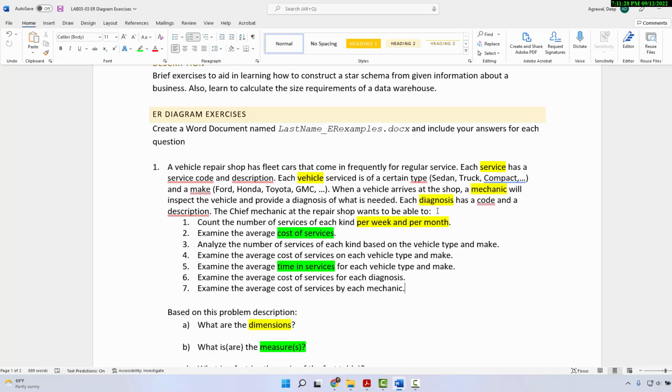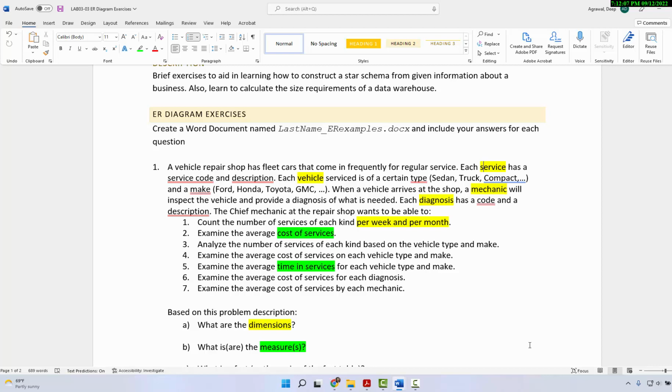So based on this statement, it looks like the level of analysis or the level of detail is each service. So we start recording data as soon as there is a vehicle coming for service. So our level of analysis is service. And for each service, how is it defined? It is defined in terms of one vehicle, which mechanic is looking at it, what is the diagnosis, what date did it come in, and we also want to have what is the cost of the service and how much time was spent in the service.